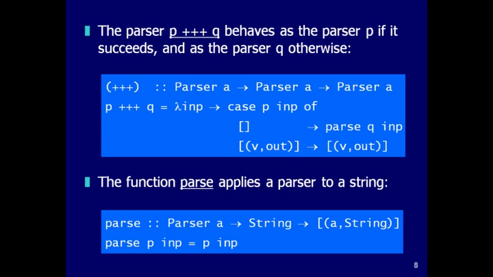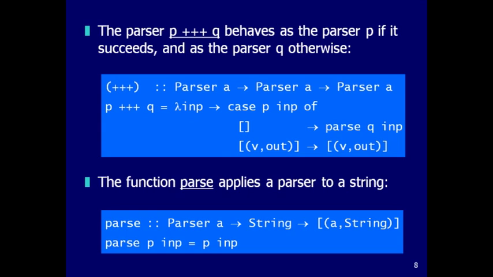And if you've ever written a recursive descent parser in C or in any other language, you will recognize this one too. This is the alternate construction where you try to parse one, and only if that fails, you try the other one.